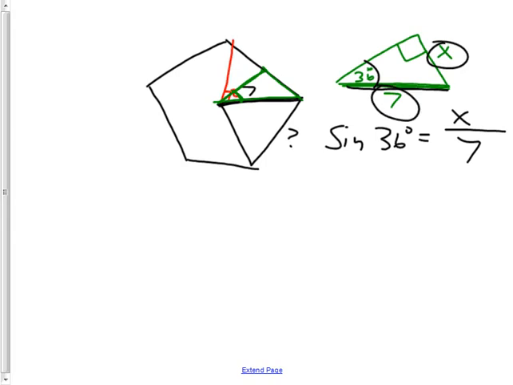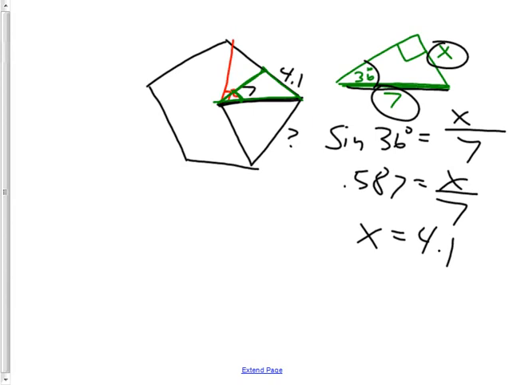And then sine of 36, somebody help me with that. What's that, point something? 0.587, okay, times 7, and then I just have to multiply by 7, and I find x, and then that's like about half a centimeter. 4.1, thank you.